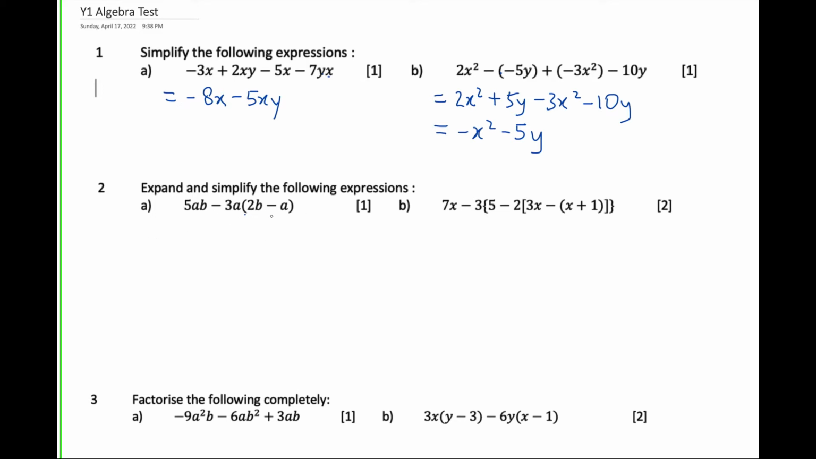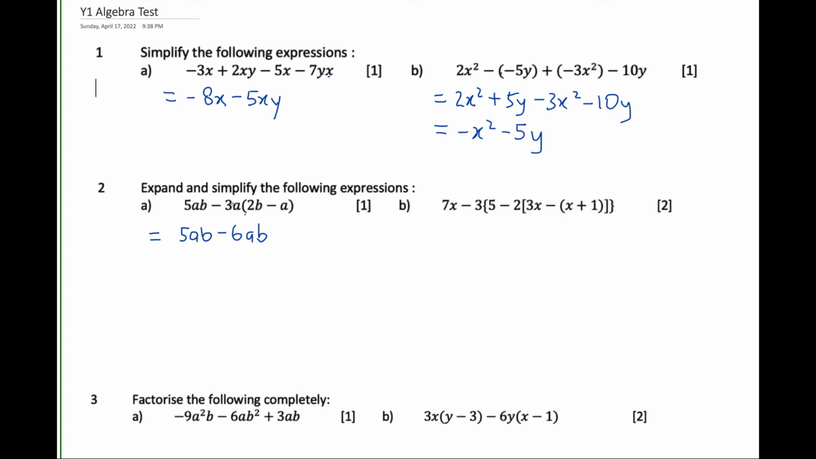In number 2, we have the use of brackets, so we have to apply the distributive law. In the distributive law, we are multiplying the term that is in front of the brackets. So we have 5ab, minus 3 times 2. Remember that when we cross a bracket, it means times. Minus 3 times 2, which is negative 6. A times b is ab.